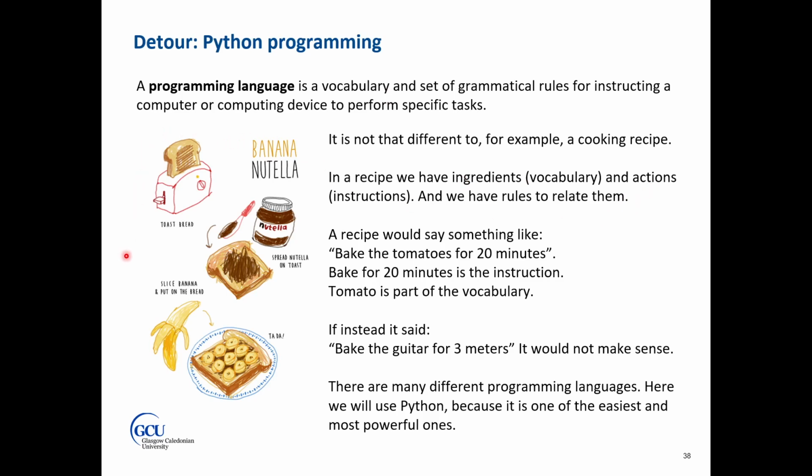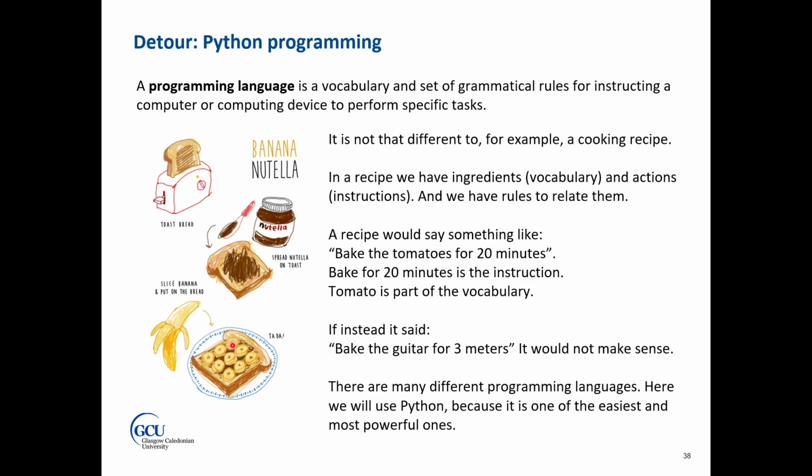So for example, if we check this very simple recipe here, which is called banana Nutella, you start with a piece of bread, so this is your ingredient, and you need to toast it. So this is a task that you need to do. And then you need to get some Nutella, which is another ingredient, and you need to spread it on the toast, which is another action. And then you get a banana, which is your third ingredient, and then you slice it and you put it on the bread. And this is the end of your recipe. So when you read this as a human, you know how to prepare this recipe.